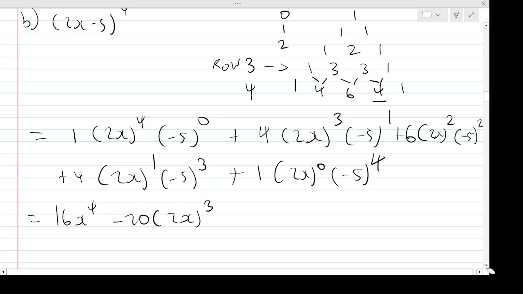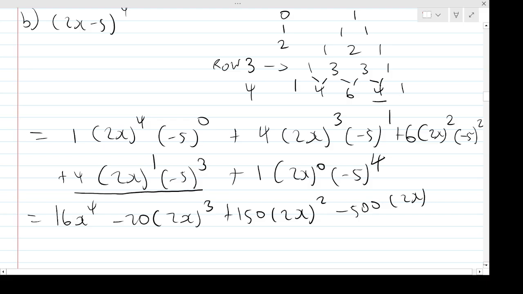Okay, then we have this next term. So we have 6 of 2x squared, but then minus 5 squared as well. Minus 5 squared is 25. So then 25 times the 6 is 150. So we have 150 of 2x squared. Then the next term would be 4 of 2x to the 1 minus 5 cubed. Now minus 5 cubed is minus 125. Minus 125 times 4 would be minus 500. So minus 500 of 2x. Now 2x to the 1 is just 2x, right?